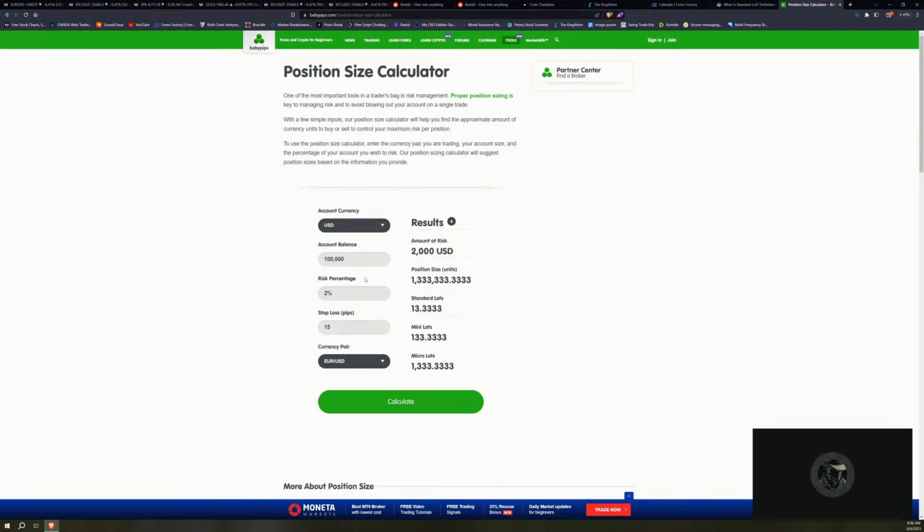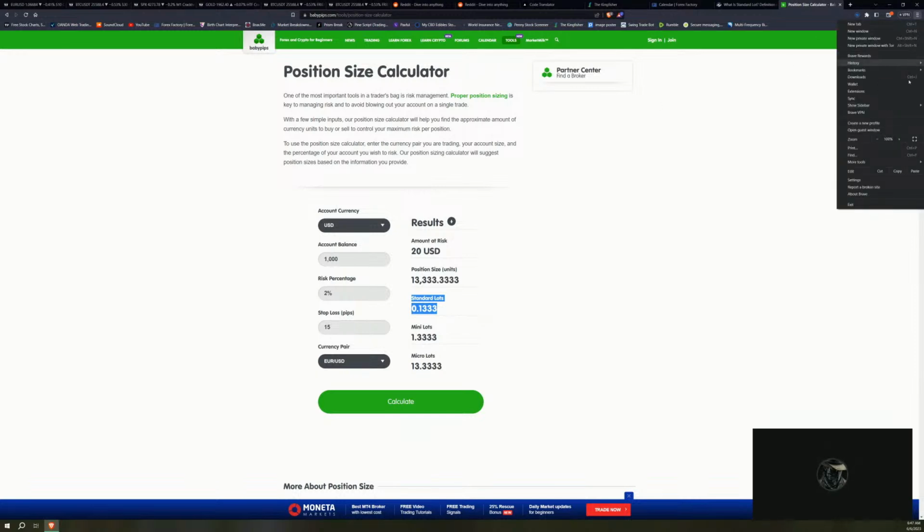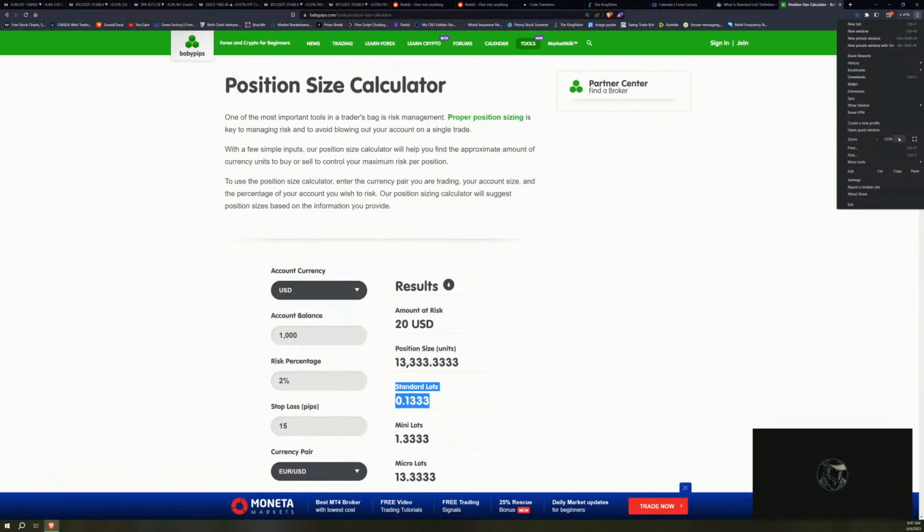Now, if you did have a $1,000 account, you're going to notice that it's actually 0.13 standard lots. So it's 0.13 lots. It's actually 1.3 mini lots. But it's always going to ask you in standard lots what the size of your trade is. I know the screen might be a little bit small. Wow, it's only zoomed in 100.